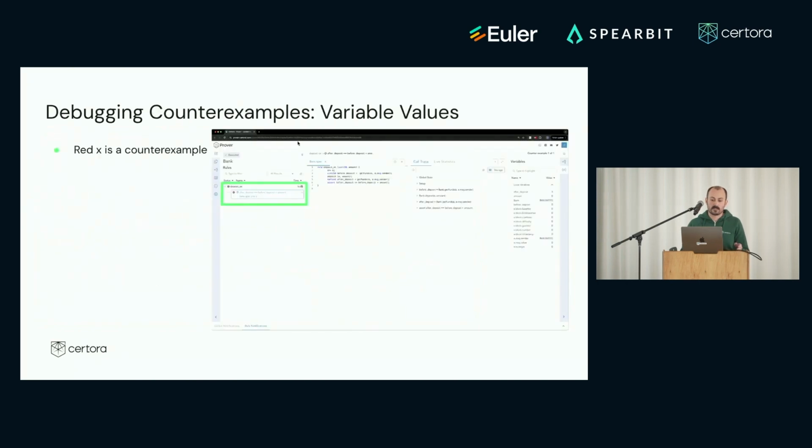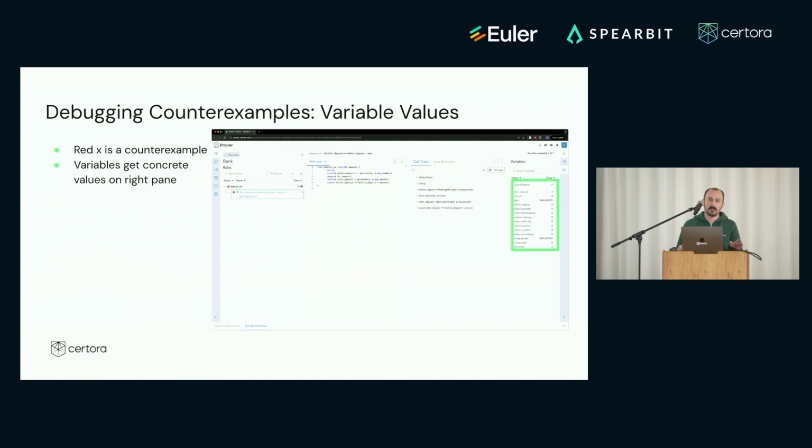If you do this with the same rule, instead of verifying, you'll get a counterexample. And in the web UI, this is indicated with a little red X. And then there's some other tools to help you debug the counterexample and understand what's going on. On the right-hand side, you'll see a valuation of the variables.